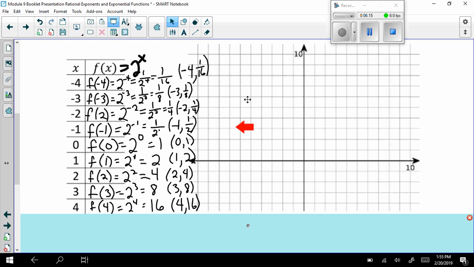16, 1/16. That's not by coincidence. That is the way the negative exponents are working. Now we're going to plot our points, and I'm going to start with my positive just because I think they're a little easier to graph.